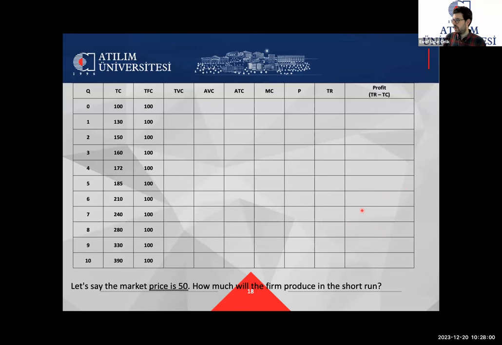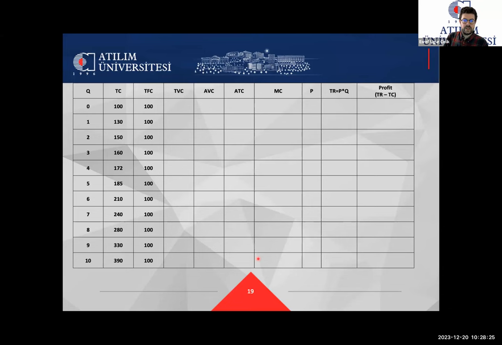Okay, let's assume an example for the perfect competition market, or perfect competitive firm, where price is 50. At that level, how much will be produced in the short run? Okay, let's do it. Price is 50, and this is the perfect competitive firm table. Firms in perfect competition are price takers. They cannot influence the price, so they get the same price at all levels. So price is 50.